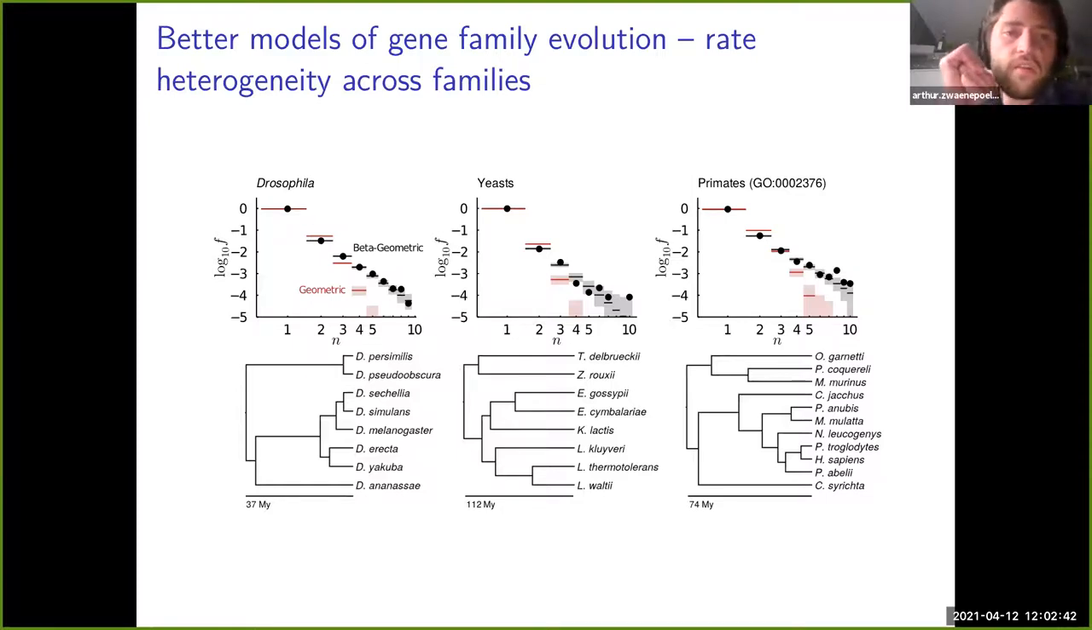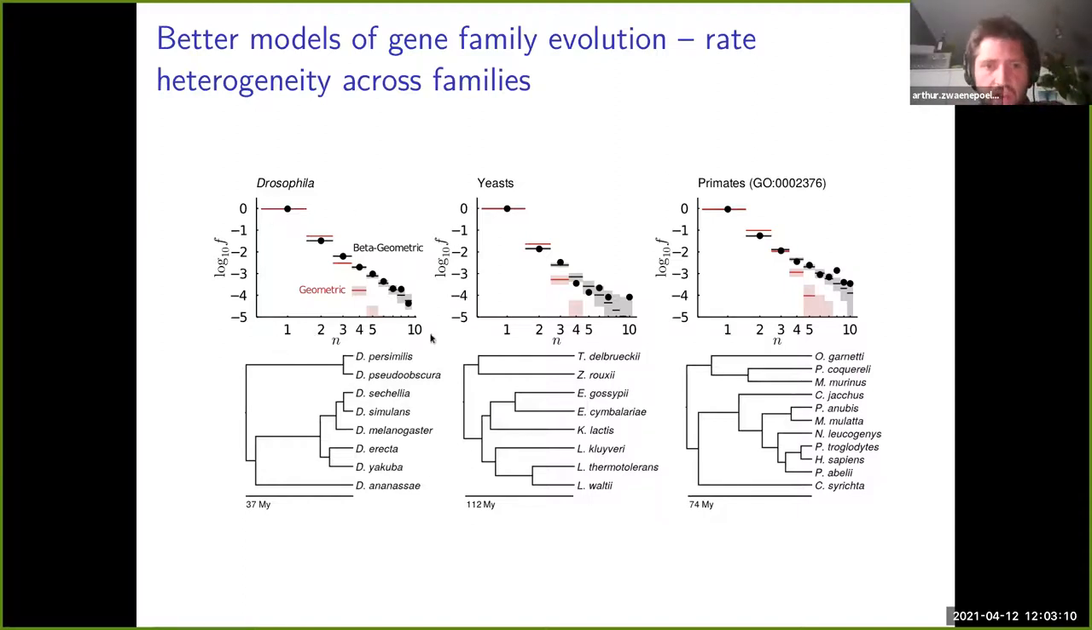So recently I started worrying more about the models themselves. What could bring us to better models of gene family evolution? One thing that clearly we need to take into account is rate heterogeneity across families as well. It's well known that the size distribution of gene families, which I again plot here, so I hope this more or less makes sense to you. Maybe I didn't explain it well enough.